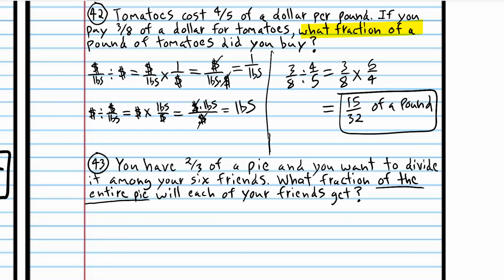Again, if we had divided the other way, if we divided 4/5 by 3/8 the other way, then we would have got 32 over 15.